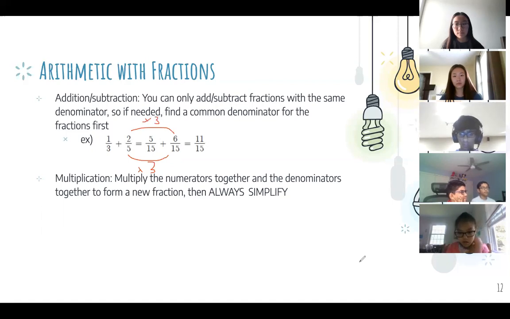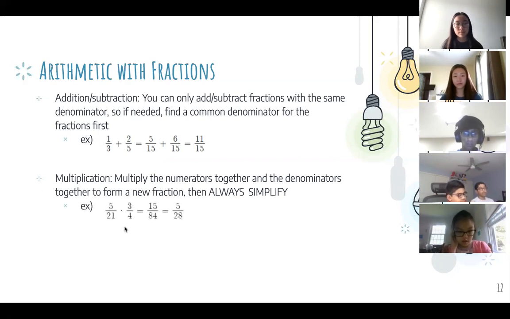And to multiply fractions, yeah, don't get confused with cross multiplication. I think Khan Academy has a really good video on it. To multiply fractions, it's pretty simple. You just multiply the numerators together and the denominators together to form a new fraction, and then you need to simplify. You need to reduce it to the lowest terms. For example, 5 over 21 times 3 over 4 is equal to 15 over 84, and that's 5 over 28.